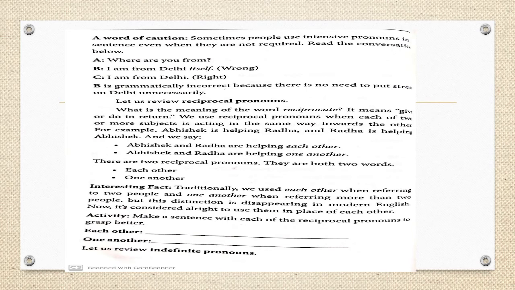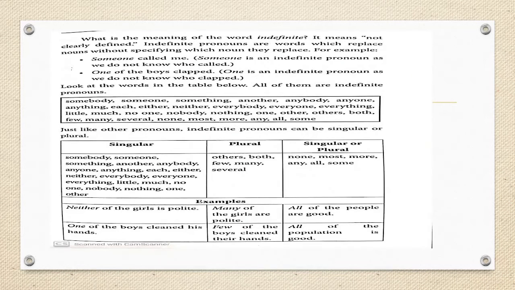Let's start with the indefinite pronouns. What is the meaning of the word indefinite? It means not clearly defined. Indefinite pronouns are words which replace nouns without specifying which noun they replace. For example, someone called me. Someone is an indefinite pronoun as we do not know who called. One of the boys clapped. One is an indefinite pronoun as we do not know who clapped.